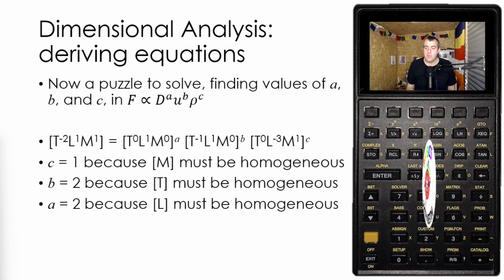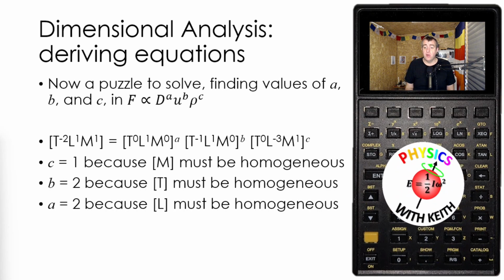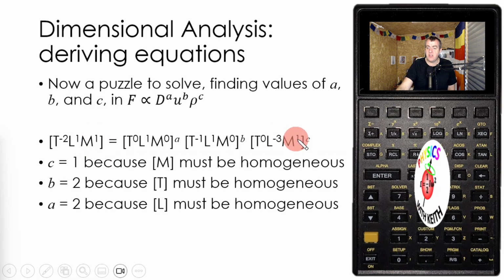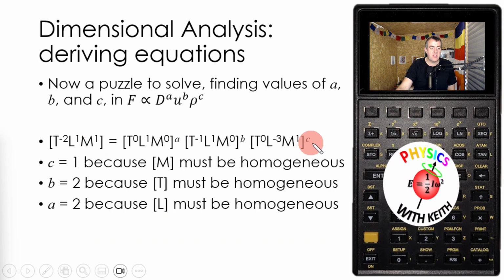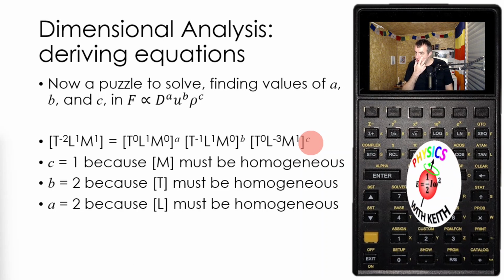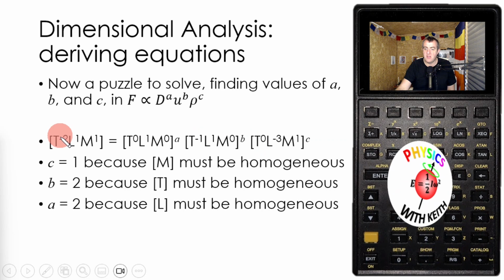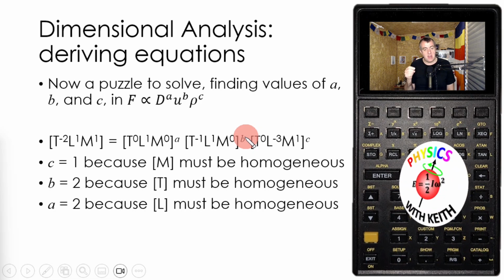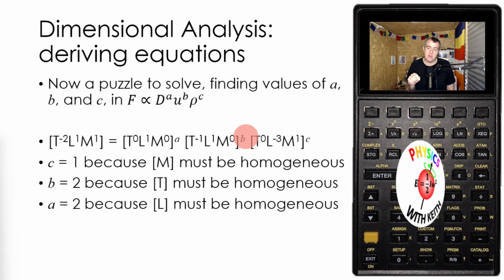It's a puzzle to solve. It's not a difficult puzzle to solve, really. We could look at mass, first of all, and say that must be homogeneous. And this term has mass in it, and this term has mass in it. And so, because this term is mass to the 1, then C must be equal to 1. And then we could look at another quantity. Let's just pick temperature. This is 0, this is -1, that's 0, that's -2. So B is going to have to be 2 to get time to the -2 on the right and time to the -2 on the left.